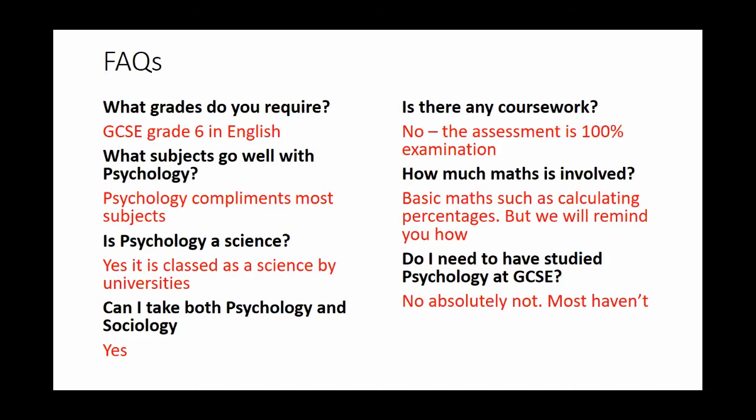Here are some questions that we very often get asked. Grade requirements, no different to that of entering the school. No specific subject doesn't go well with psychology. Psychology is classed as a science by universities, so if you know you want to do a specific course and ask for 2 science subjects, psychology does meet that grade requirement. Yes, you can study both psychology and sociology alongside each other. There's no problem with that.